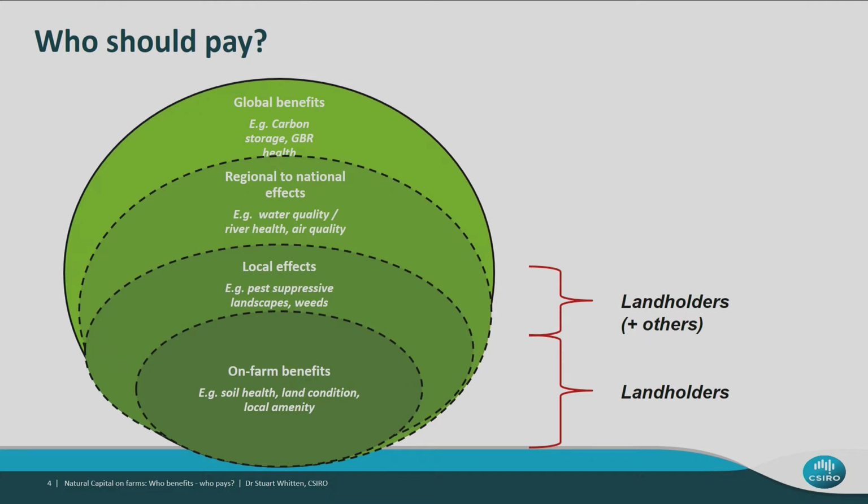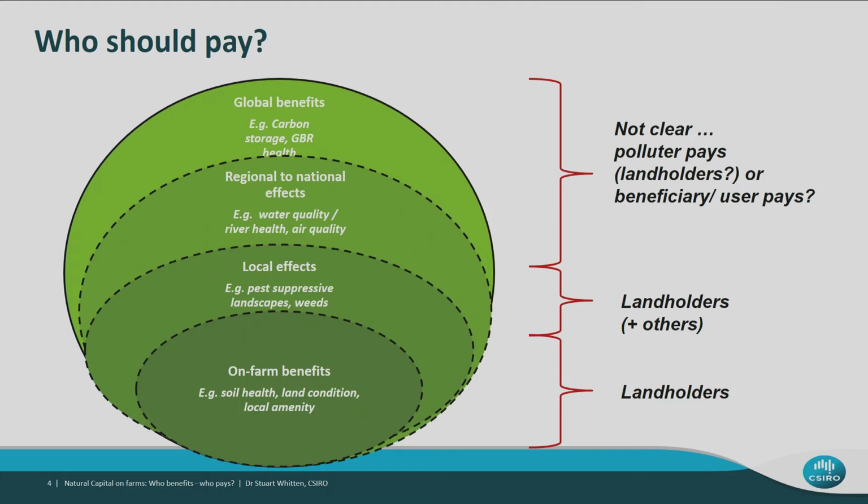Local effects, well, are you going to pay your neighbours, or how do they work? At the higher scales, it's not at all clear that farmers themselves should pay necessarily. On the other hand, it's not at all clear that wider society should pay if in fact these benefits are required for production of what you have the farm for in the first place.